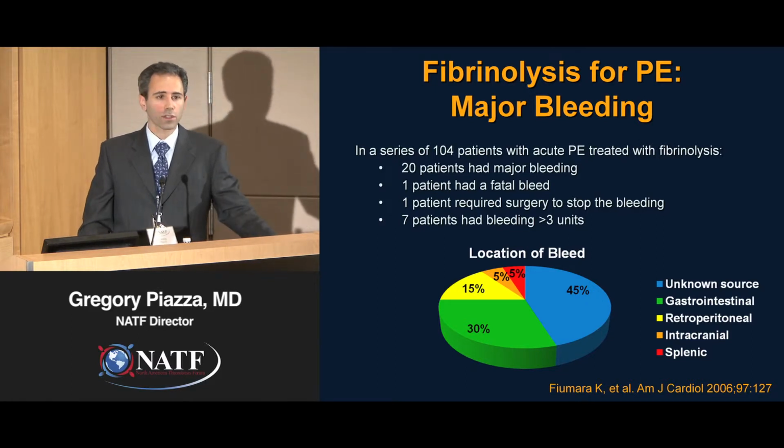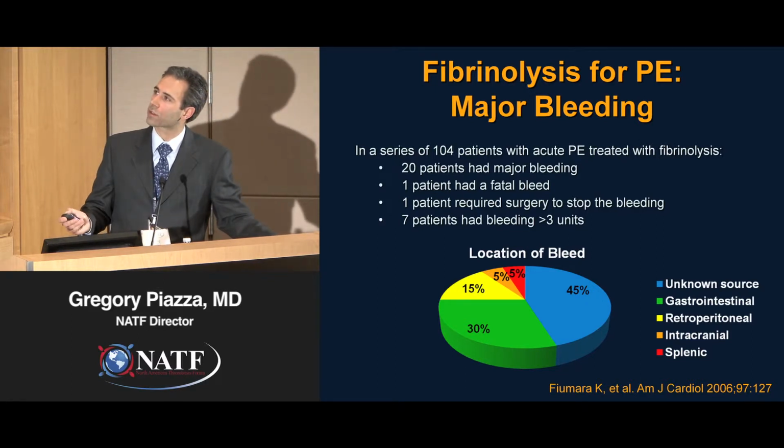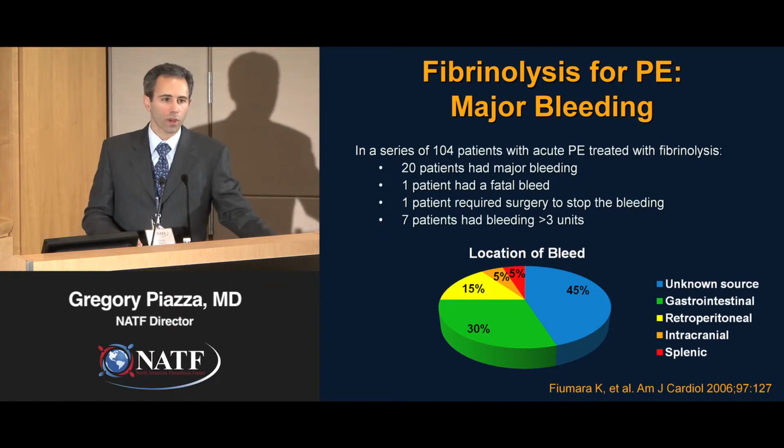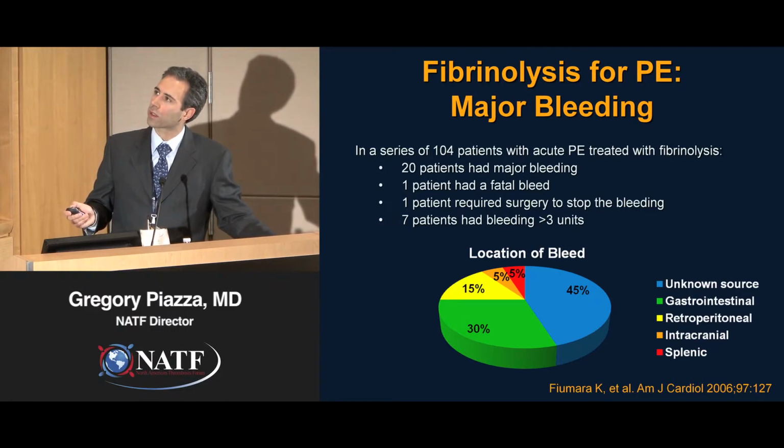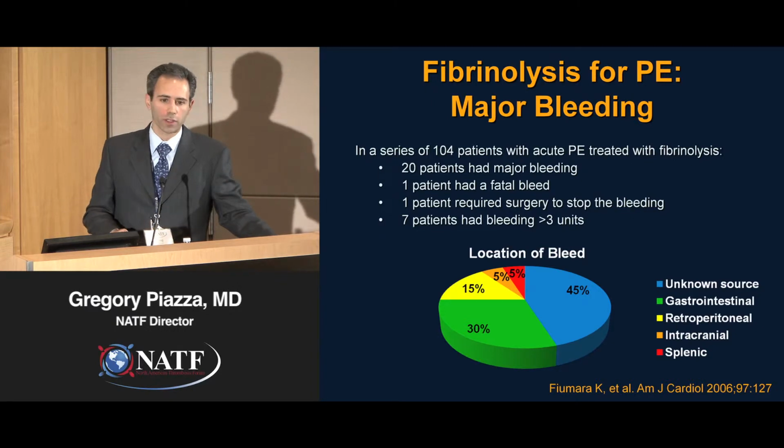When we look at the location of these bleeds, unfortunately in a large subset we're not able to tell where the patient is bleeding from. Among other patients where we are able to tell, gastrointestinal bleeding, and then probably the most concerning type of bleeding is intracranial hemorrhage, and that can range anywhere from 3 to 5%.